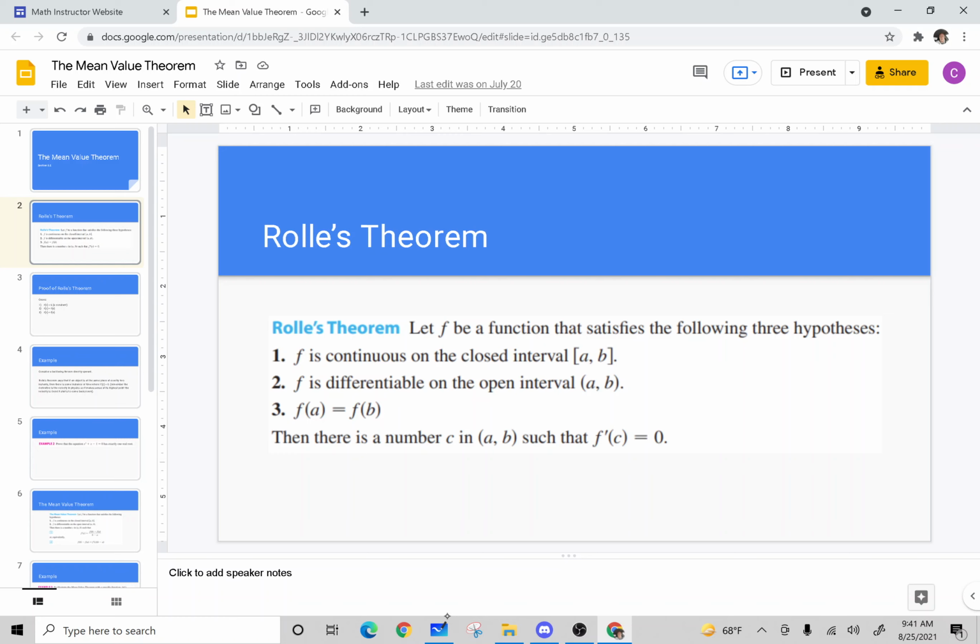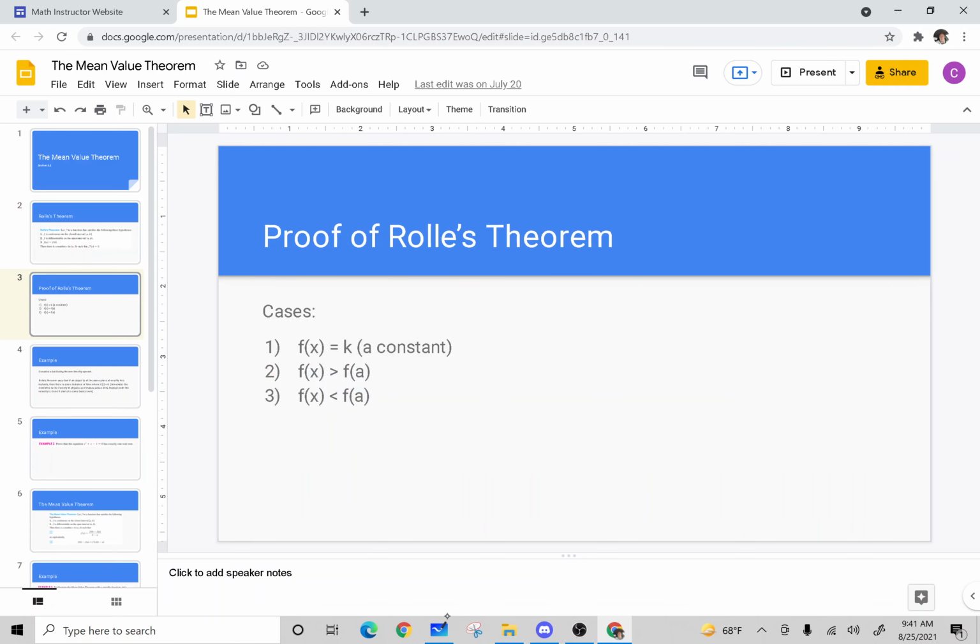One, f is continuous on the closed interval [a, b]. Two, f is differentiable on the open interval (a, b). And three, f of a is equal to f of b. Then there is a number c in (a, b) such that f prime of c is equal to 0. And so what are we looking at? Well, we'll kind of prove this, and I'll show you some pictures of what this theorem is talking about.